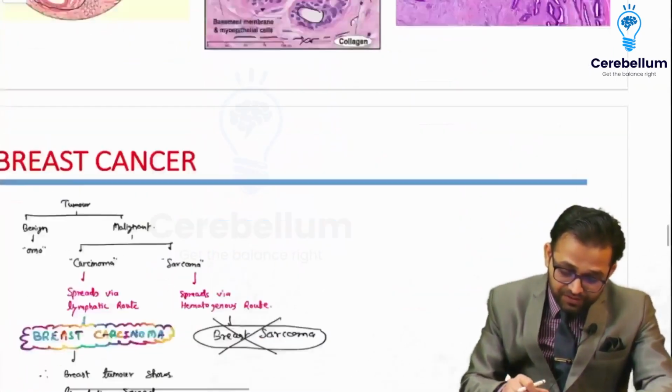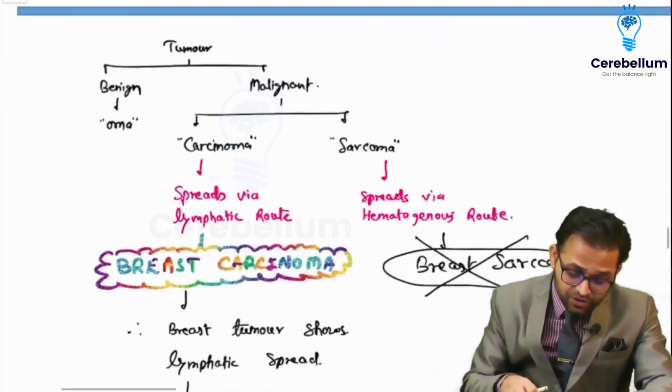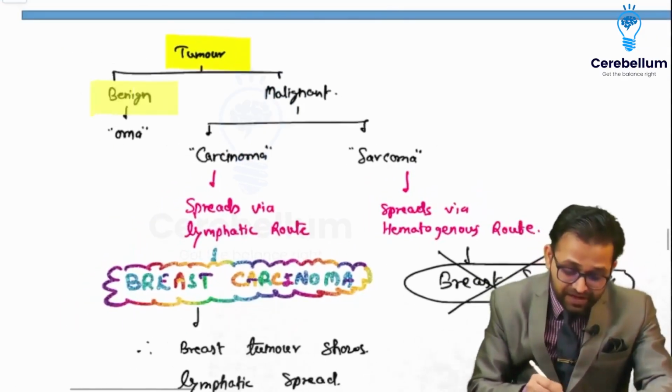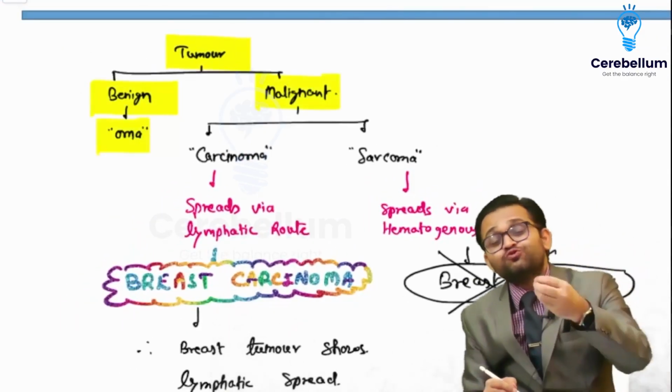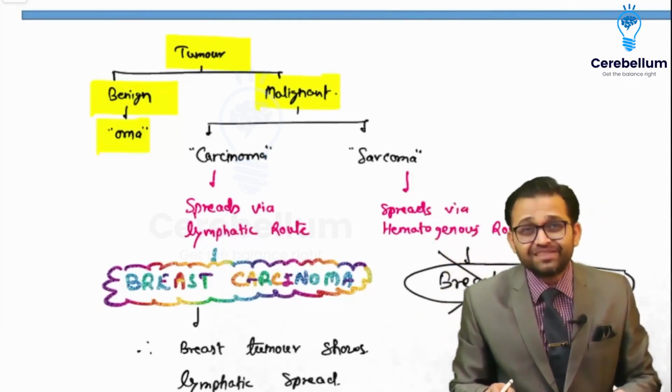Okay, now look for a few more correlations. Breast cancer, this is the surgery part. So you will see, sir, there is a tumor. Two types of tumor, benign and malignant. For the benign, we use the term oma. This is your biochemistry, surgery, medicine integration.